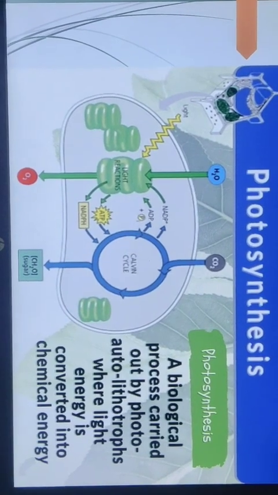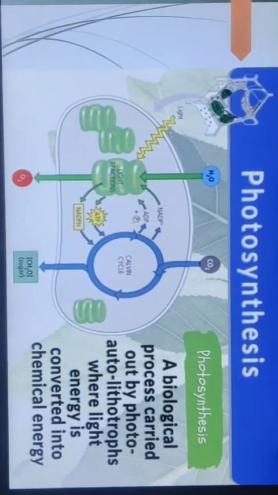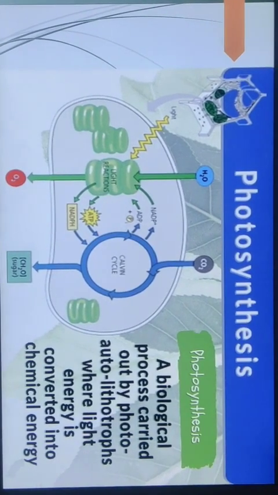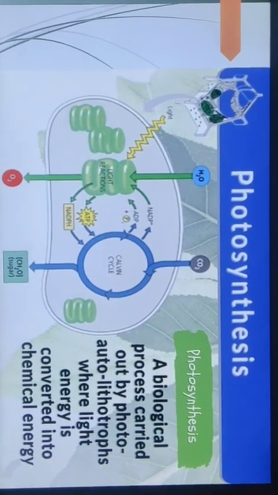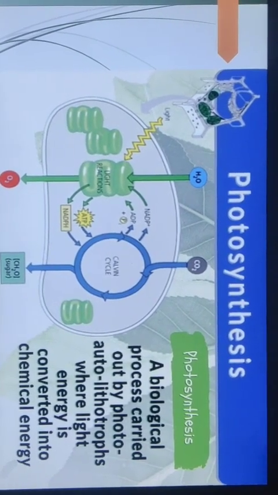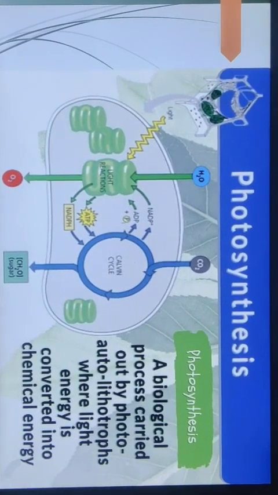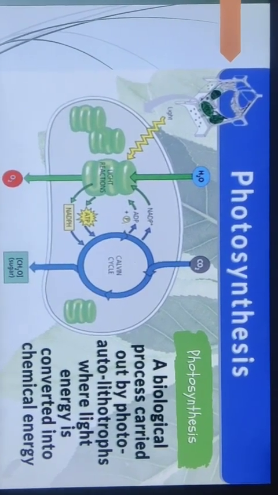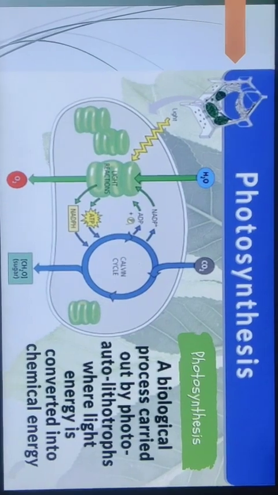Now, photosynthesis is a biological process carried out by photoautotrophs, where light energy is converted into chemical energy. So the transformation of photonic energy into chemical energy by the green parts of the plants is called photosynthesis.